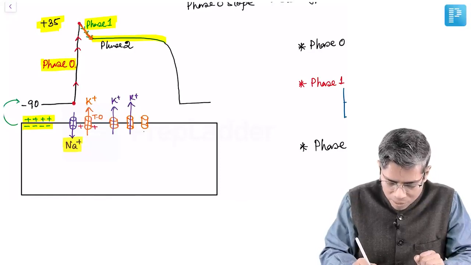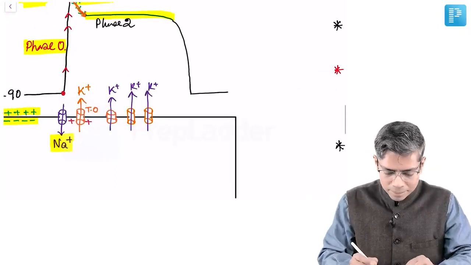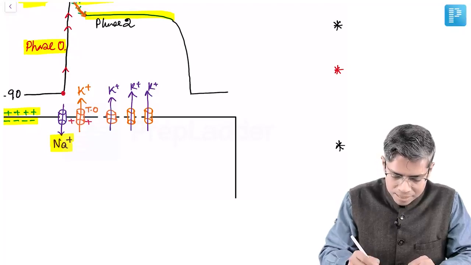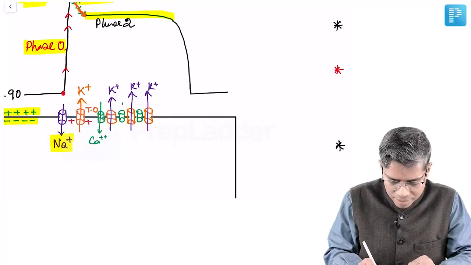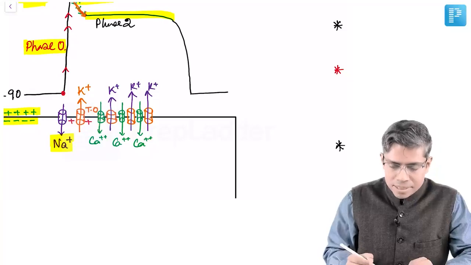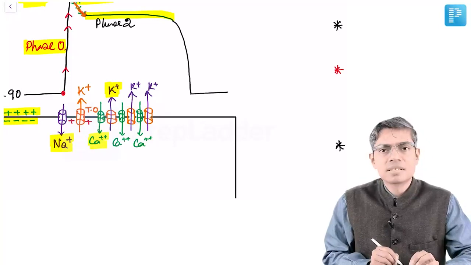So the question is, if more potassium is going out, then the membrane voltage should repolarize, but that is not happening, because in addition to this potassium channel, there is also opening of another channel in between, and that is nothing but the calcium channel. So look at here. In between, there is also opening of the calcium channel through which calcium will enter the cell. So whatever charge the cell is losing in terms of potassium, the same amount of positive charge the cell is also gaining.